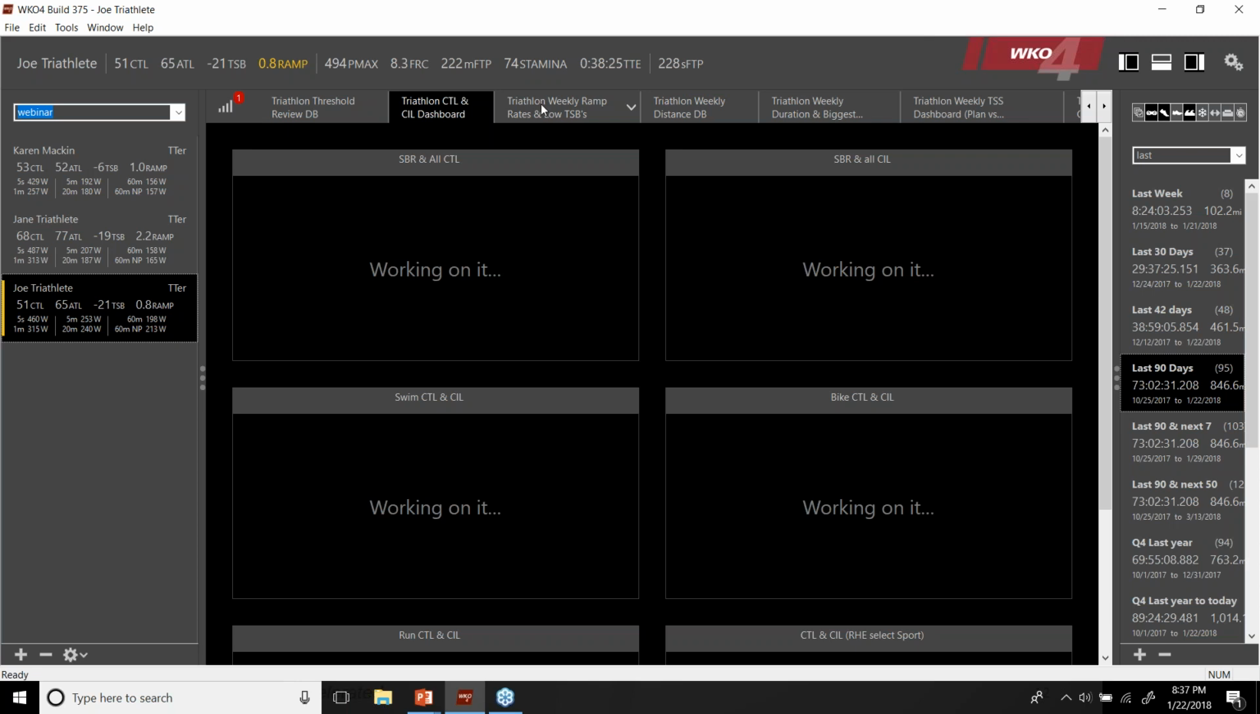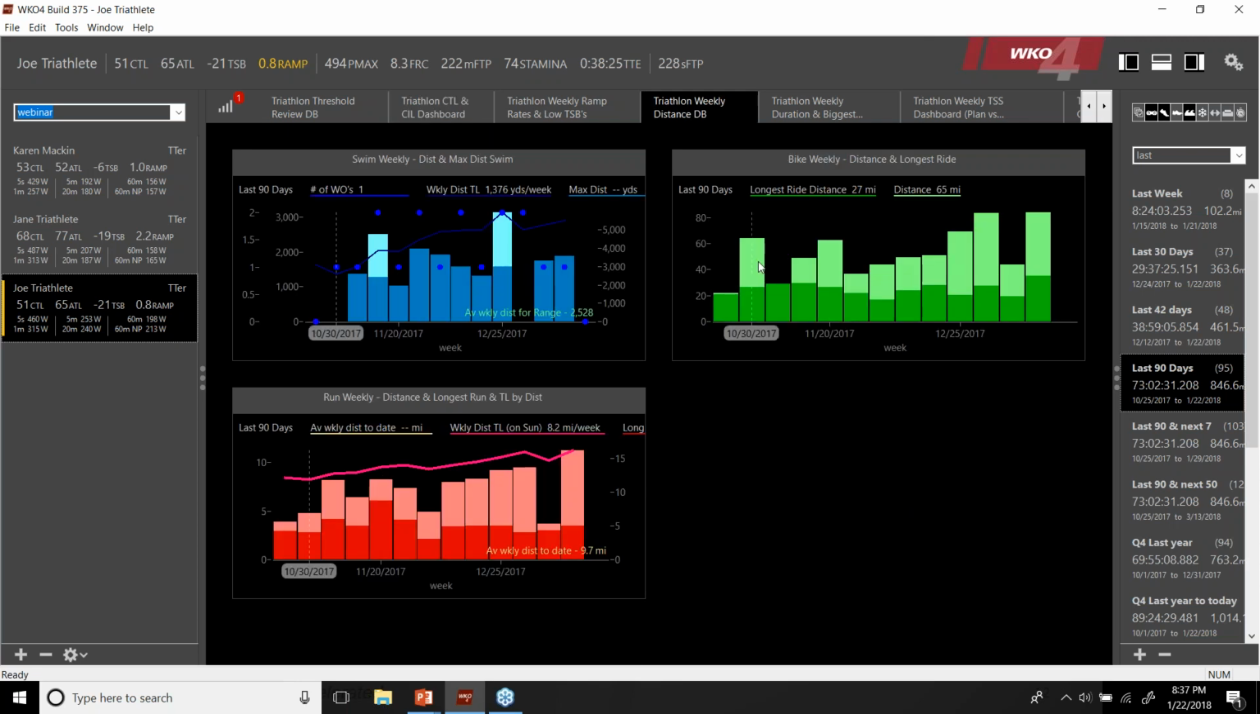Okay, so looking at distance, this is just one to quickly review again. You could use this for a history review, or you could use it for just weekly tracking. I like to know what their longest workout of the week is. And this basically is both their distance and their longest workout.